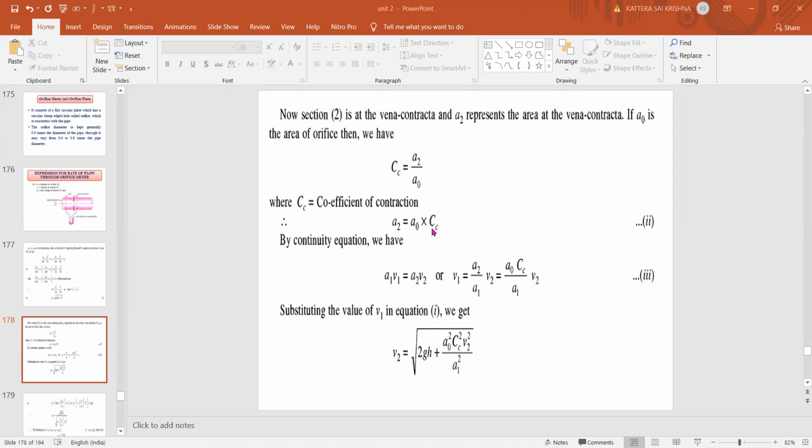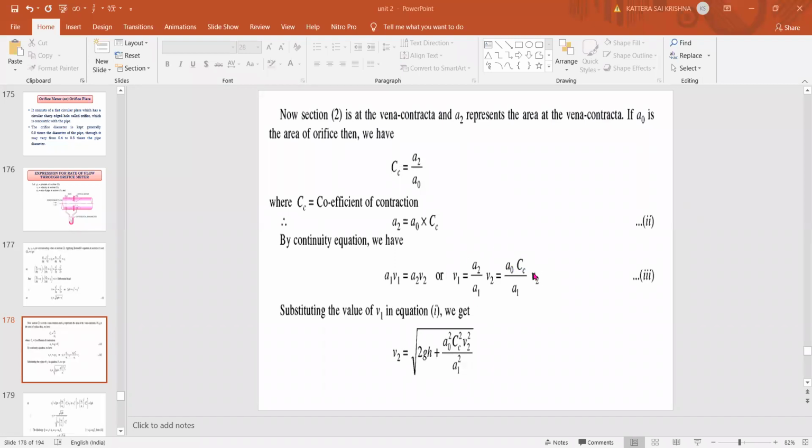Now substitute the A2 which you got in terms of A0, because in problems, they won't give the term A2 anywhere. They will tell the diameter of the orifice only. They won't give the diameter of the vena contracta. That's why we are converting these in terms of orifice area. A2 is the vena contracta's area, A0 is the orifice area, right? So now finally we'll get V1 is equal to A0 CC by A1 into V2.